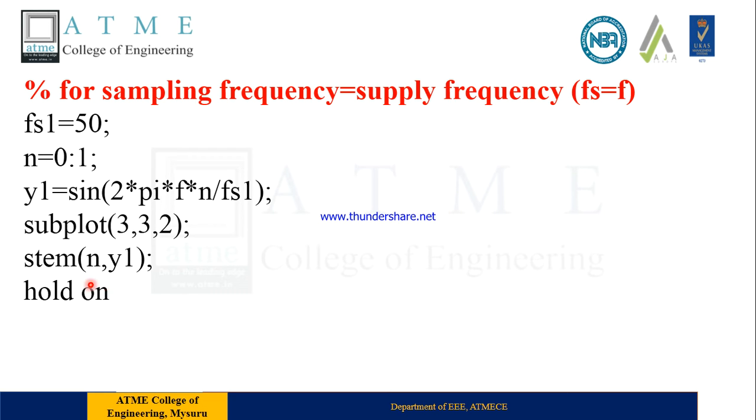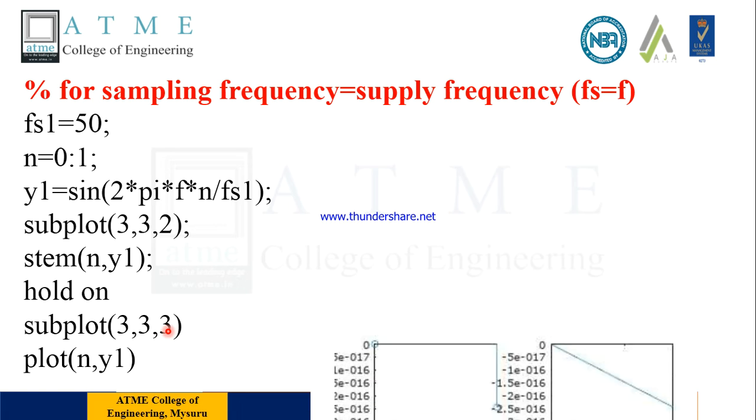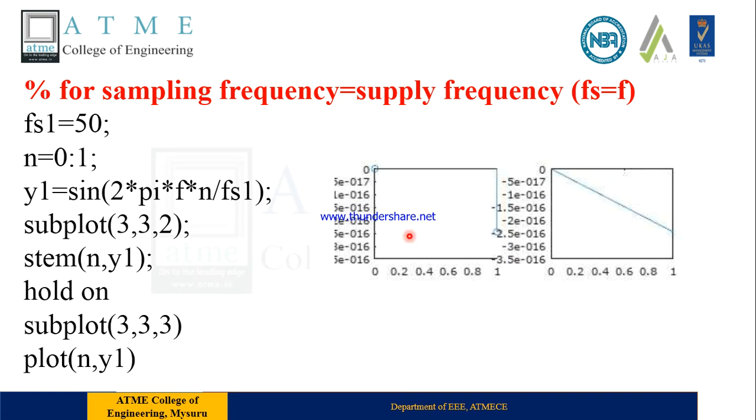So again, to represent this back in our analog form, I'll be using the plot command, that is plot of n, y1, and I'll subplot this in 3, 3, 3. This 3, 3, 3 basically indicates your continuous and discrete representation, so here this is your 3 columns, 3 rows and third image. Basically, this representation over here is the stem representation, stem n, y1, and again plot of n, y1 is represented over here.